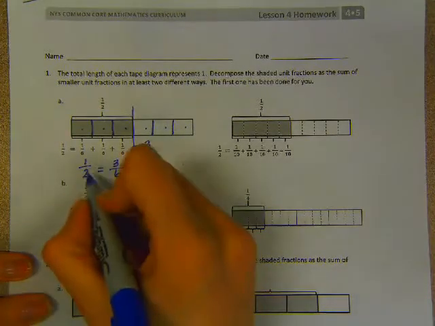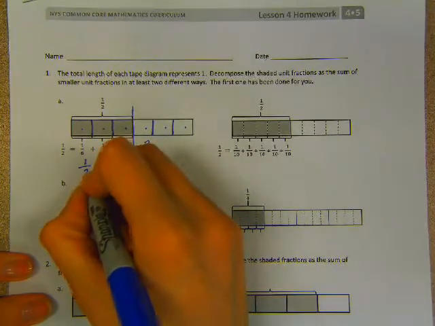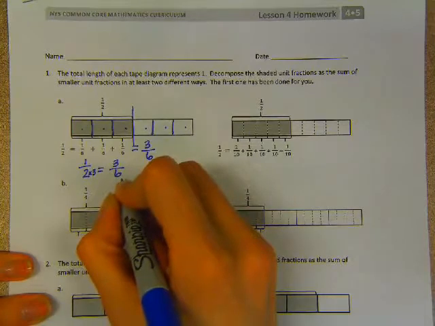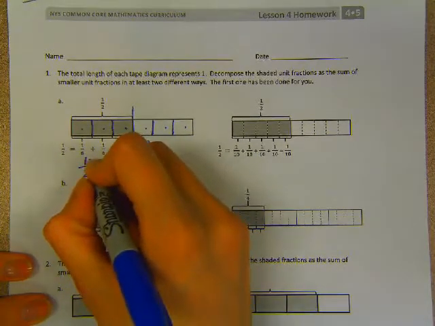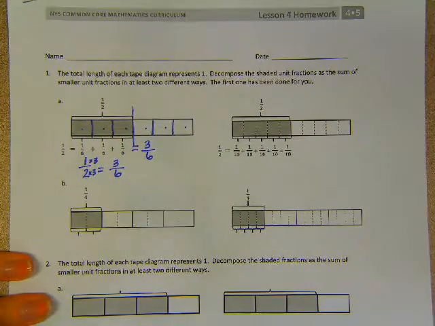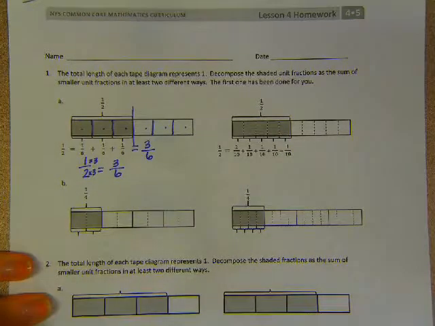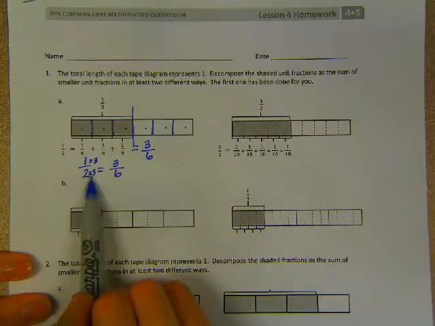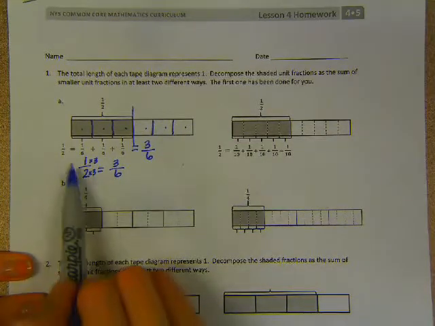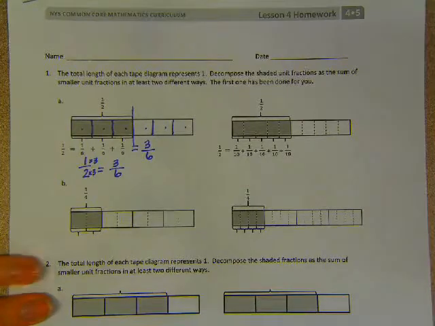That answer is 3. So if I multiply the 2 times 3 to get 6, I must also multiply the numerator by 3, or the top number, because in equivalent fractions, what you do to the bottom, you must do to the top. So I can check to see if these are equivalent, because 2 times 3 does equal 6, and 1 times 3 does equal 3. Therefore, 1/2 does equal 3/6.